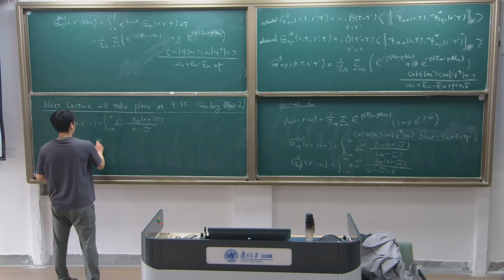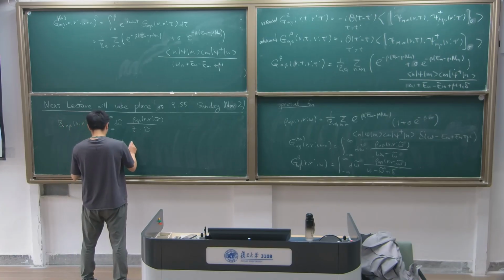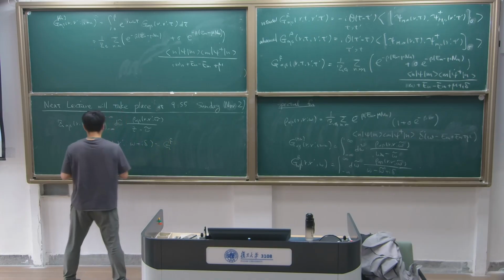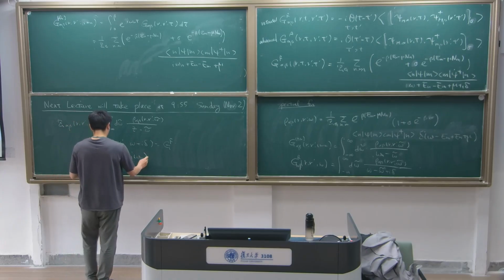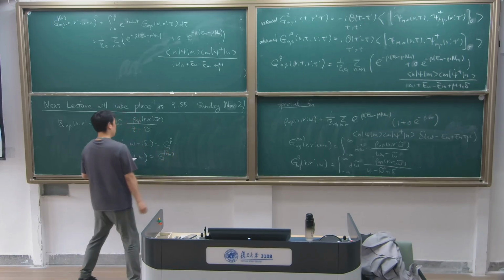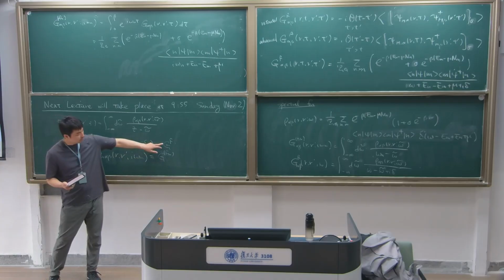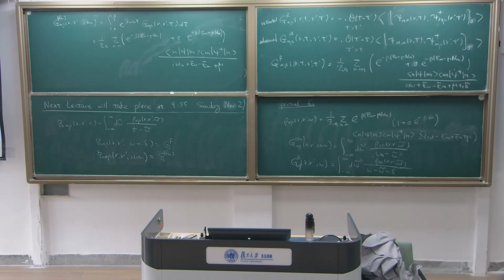Then, so D alpha. Return it. So this is the G finite. What is the expression? If you introduce this function, you can informally define the retarded Green function and the finite temperature Green function. That's a good point. Okay.